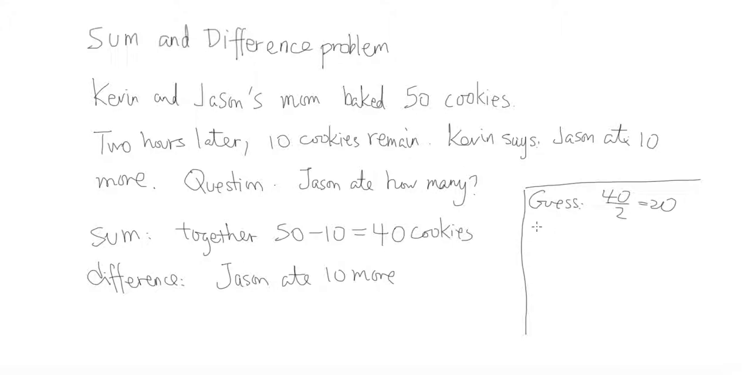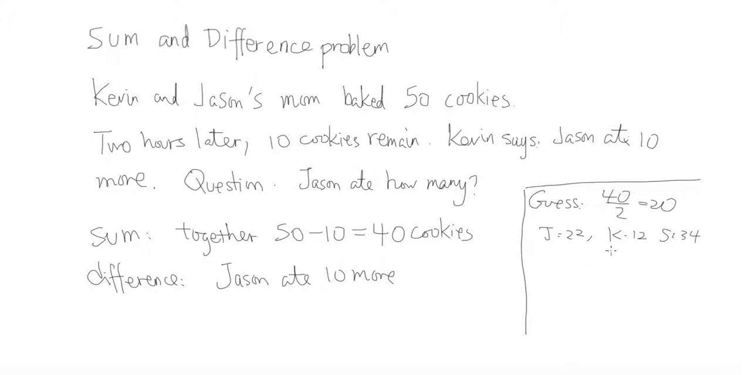And because Jason ate more, you would guess, okay, maybe 22 cookies. Let's see how it works. If Jason is 22, then what is Kevin? Kevin will be either 10 less, or 40 minus 10. So let's try 10 less. 10 less than 22 is 12, but the sum will be 34. That's not going to be 40.